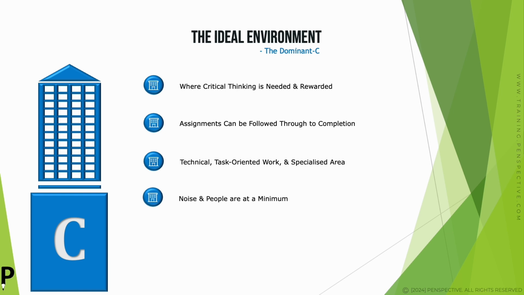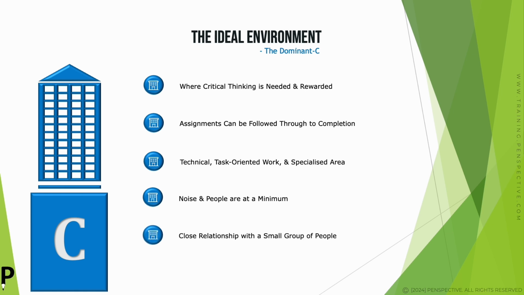Noise and people are at a minimum. Dominant Cs prefer environments that are quiet and free from excessive noise or distractions. They are most productive when they can work in a focused and uninterrupted manner, allowing them to concentrate fully on their tasks without external disruptions. An environment with minimal social interactions allows dominant Cs to maintain their concentration and productivity.